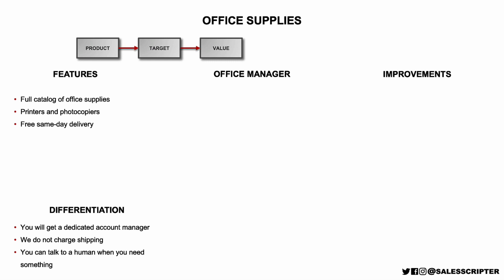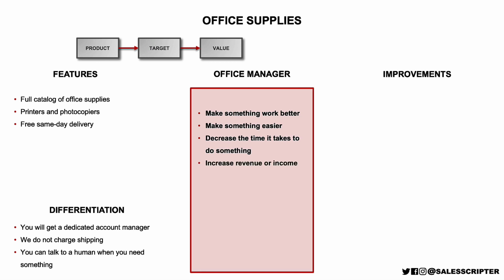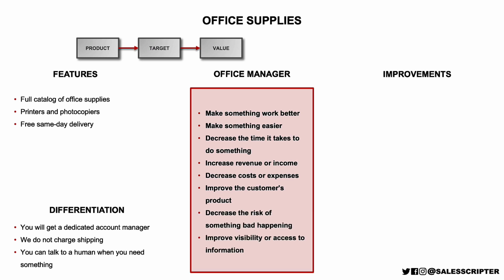One thing that can help is we can bring back those features and differentiation that we just brainstormed. Here's another tool to help brainstorm: I believe there are really just a few common ways that most products and services can help people or businesses improve. We can usually help to make something work better, make something easier, decrease the time it takes to do something, increase revenue or income, decrease costs or expenses, improve the customer's product, the product that they sell, decrease the risk of something bad happening, or improve visibility or access to information. So those are some generic common areas where maybe we can create improvements.